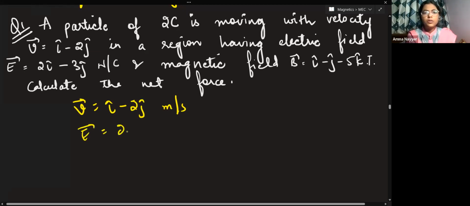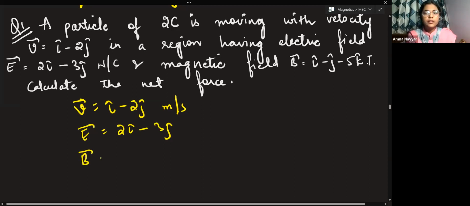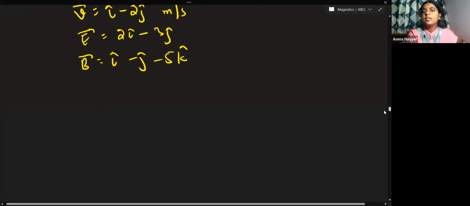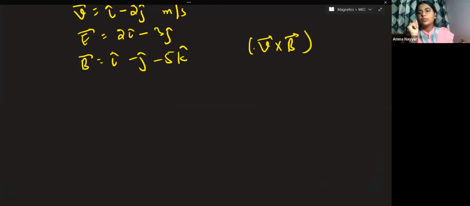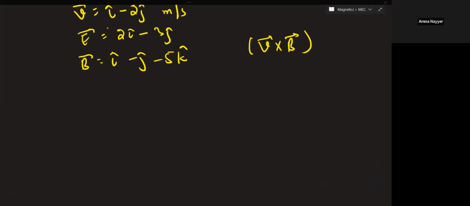Electric field is given as 2I cap minus 3j cap, and magnetic field is given as I cap minus j cap minus 5k cap. Now, all those who don't remember how to solve vectors in Cartesian form, look at this carefully. Firstly, we find V cross B, which is the only cross product. The rest is adding and simple multiplication, which we can do later. First, let us find the value of V cross B, and then you will easily get your answers.